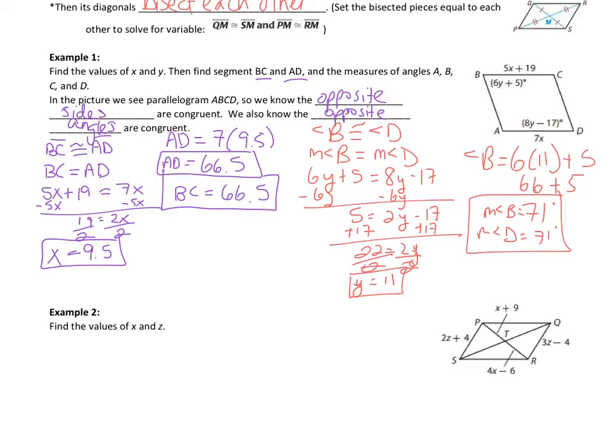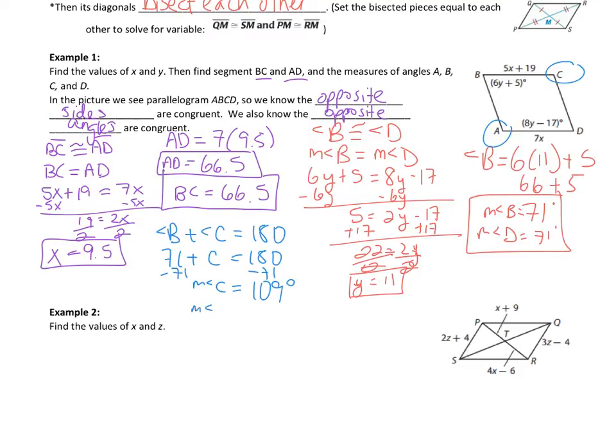Since it does say in the directions that we want to find out what angle C and angle A are, we know that they are supplementary to B and D. So if I take angle B plus angle C, that should equal 180 degrees. We know that angle B is already 71, so I can use that to find what my angle C is going to be. If I subtract 71 from both sides, I get that the measure of angle C is equal to 109 degrees, and that would be the same for the measure of angle A, also 109 degrees. So in this one question, we used a lot of properties about our parallelograms to find the missing sides and missing angles.